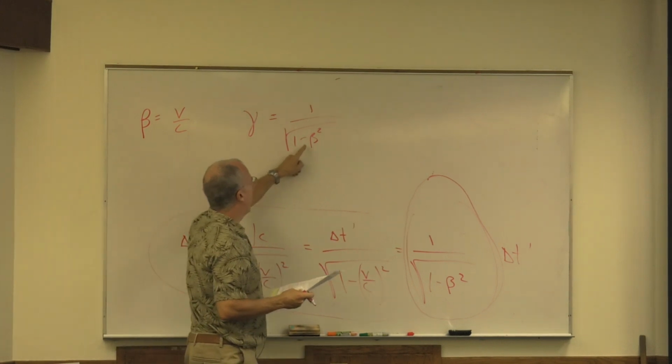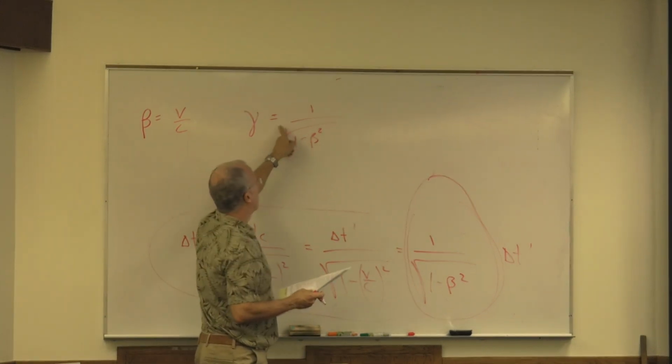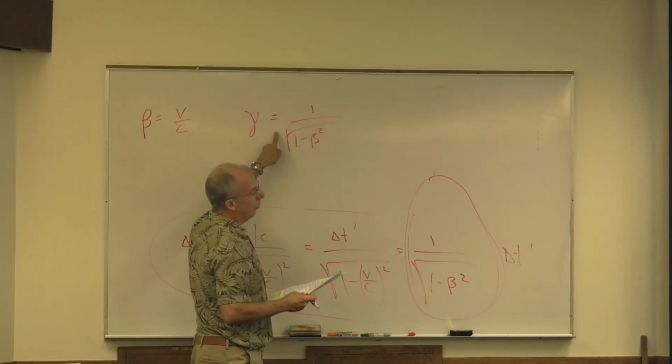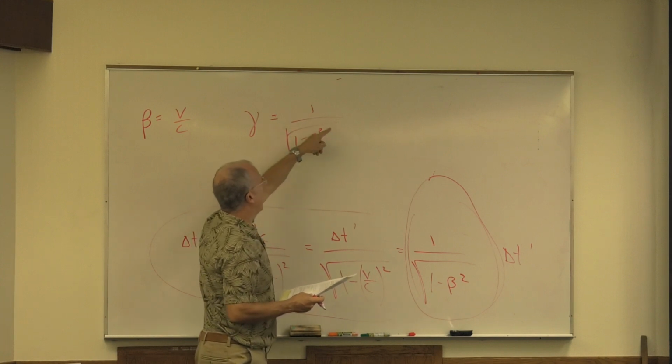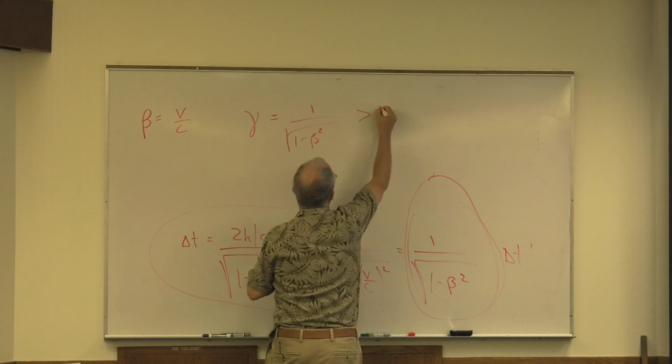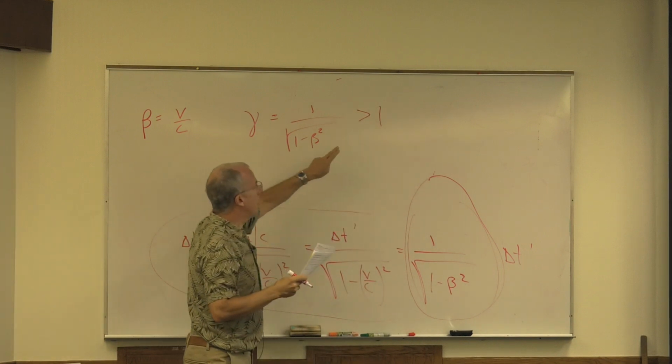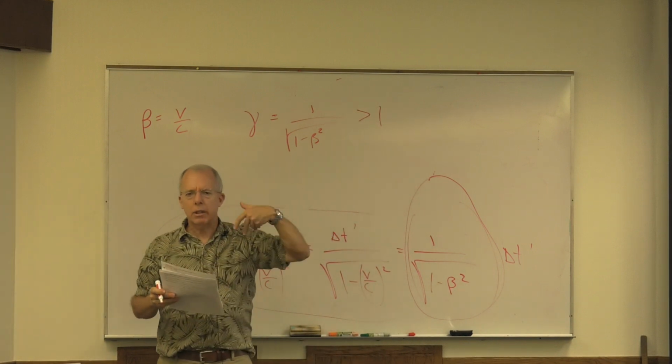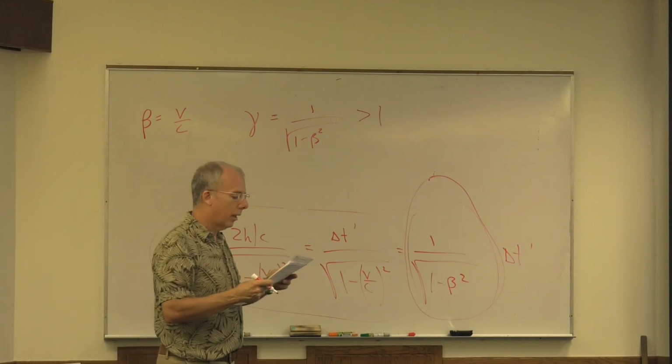So 1 minus something less than 1 squared, so this thing here is going to be less than 1. Well, 1 divided by something less than 1 is going to be what? It's going to be greater than 1, right? So gamma is always greater than 1. That's a good little thing to remember because you can check your work.